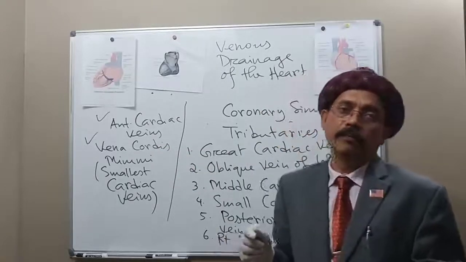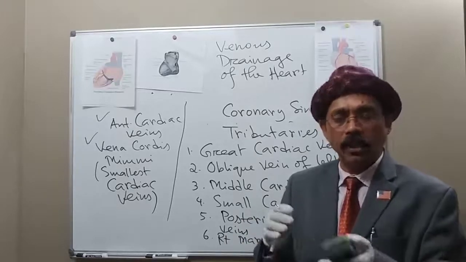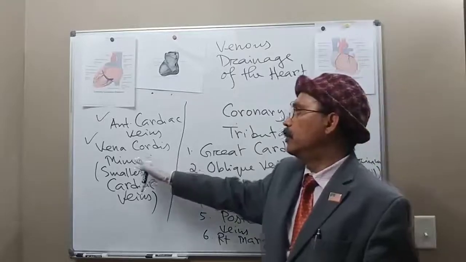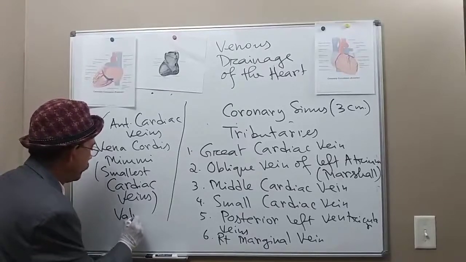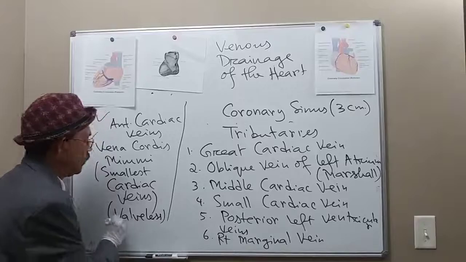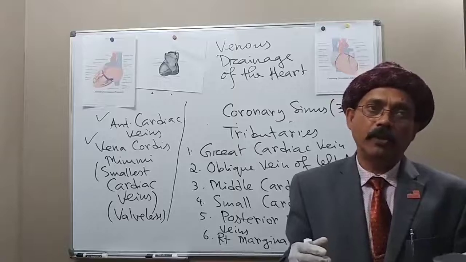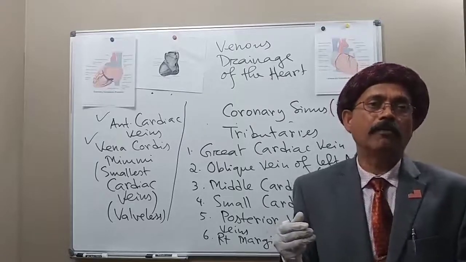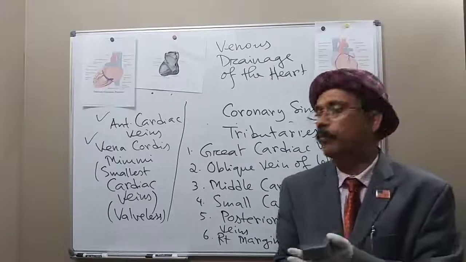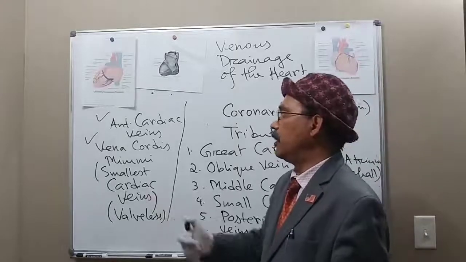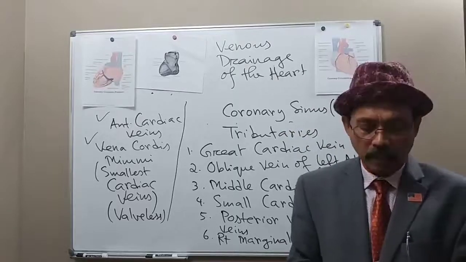They communicate the myocardium to the lumen of the heart cavity, so they have no valve. These veins are valveless and very small. So blood may go from the chambers of the heart to the myocardium, or from the myocardium to the chamber of the heart. Both ways are possible because there is no valve in the very small cardiac veins. So we got the veins of the heart.